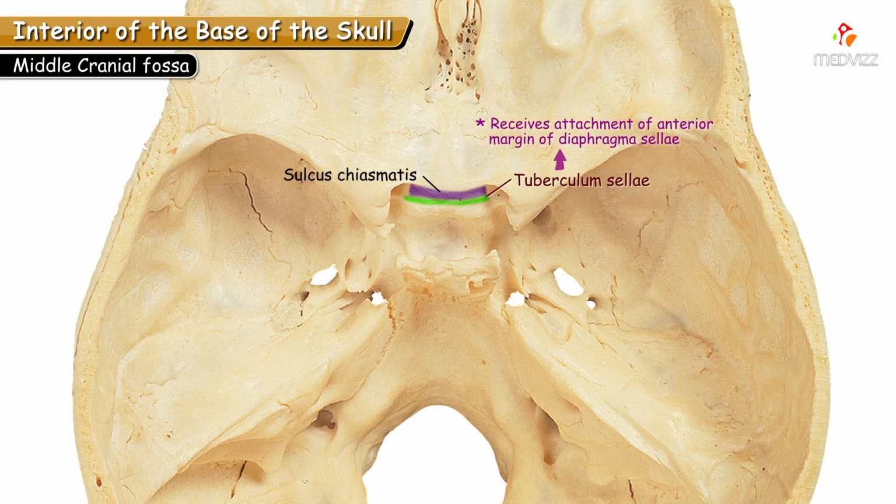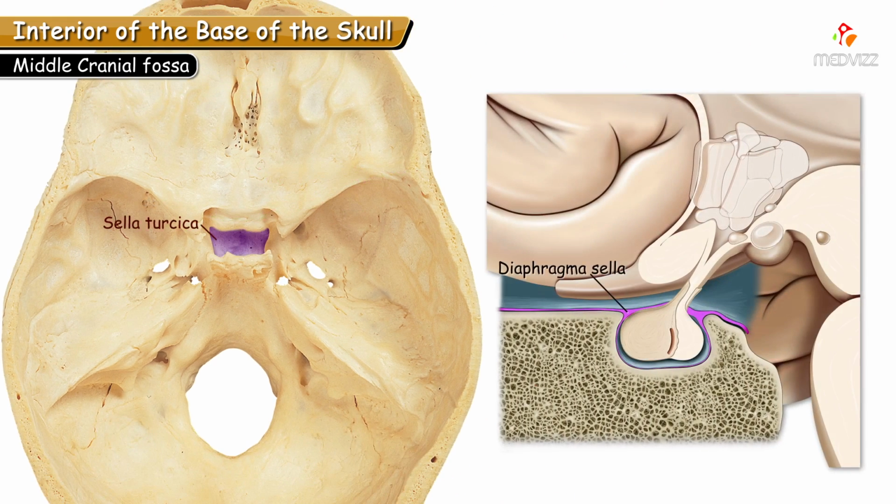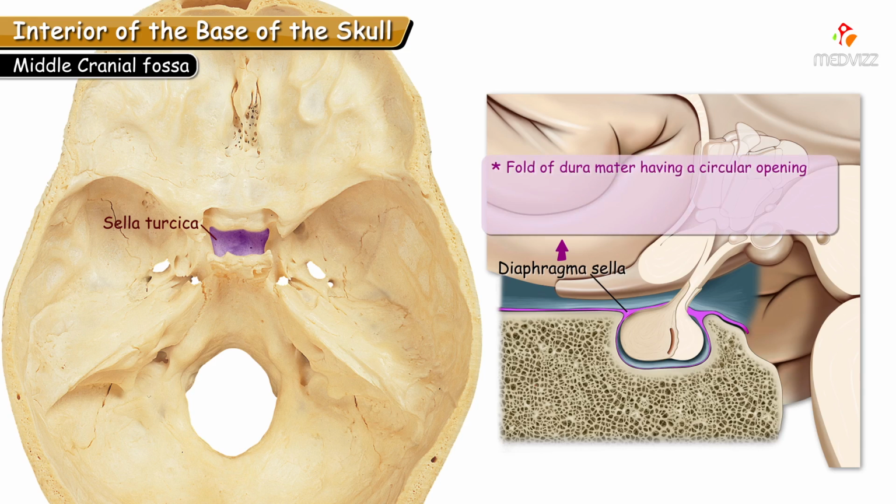We know in anatomy, diaphragm means a partition. So this fold of dura mater is like a partition which separates pituitary fossa underneath it and the rest of the cranial cavity. Diaphragma sella is a flat piece of fold of dura mater having a circular opening through which the stalk of pituitary gland passes through. And this partition separates the pituitary fossa from rest of the cranial cavity.